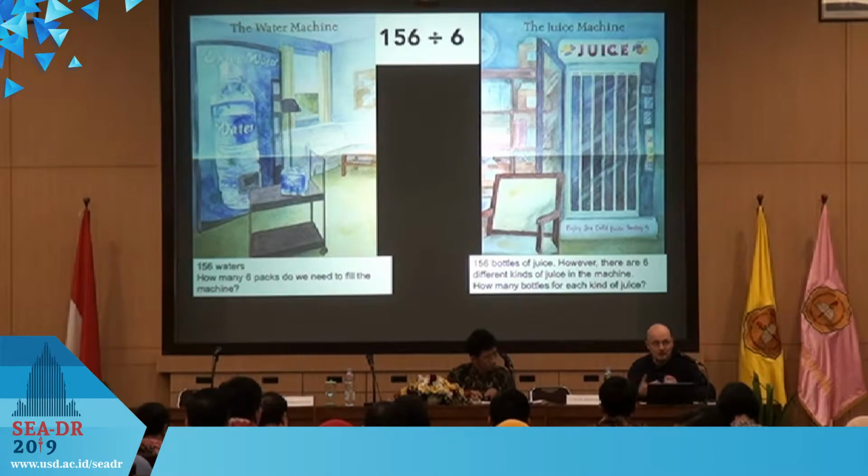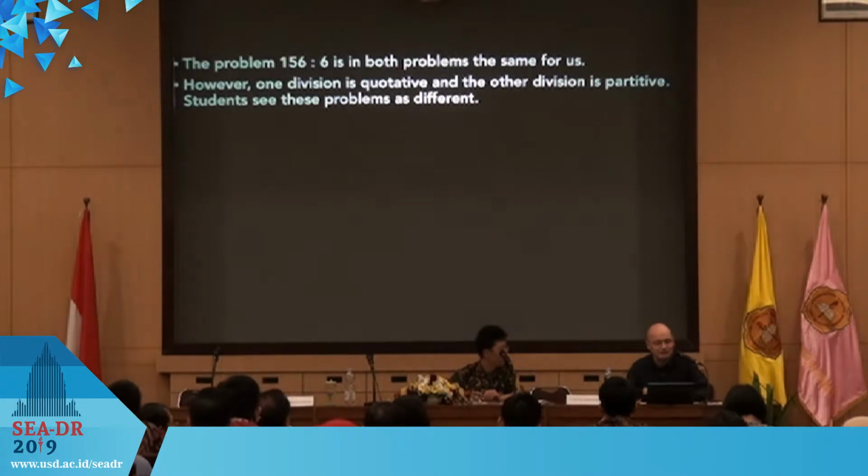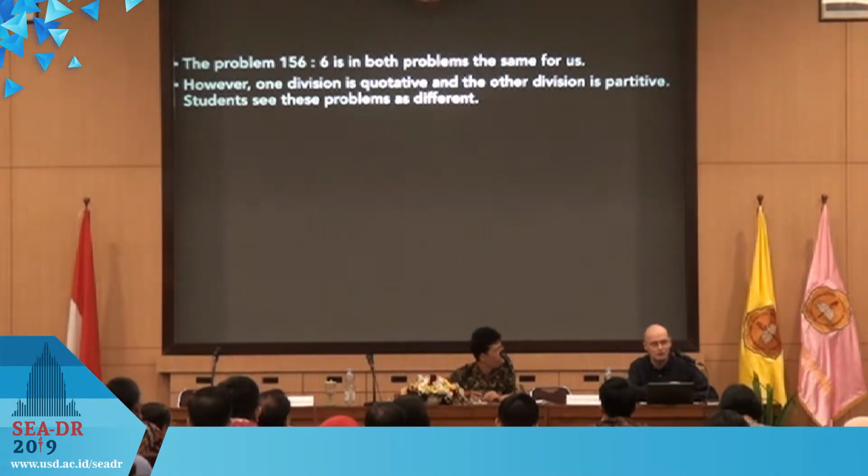Now, to us, those problems are 156 divided by 6. For the children, they are not. Because they are different shapes of division. One is what we call quotative, and one is what we call partitive. Now, take the example 30 divided by 6.